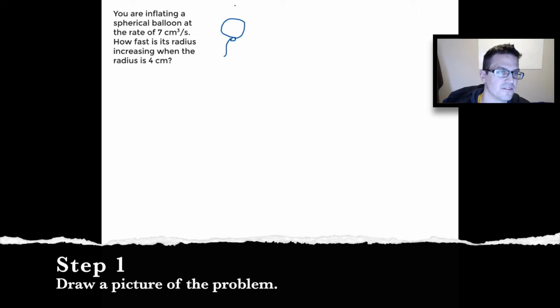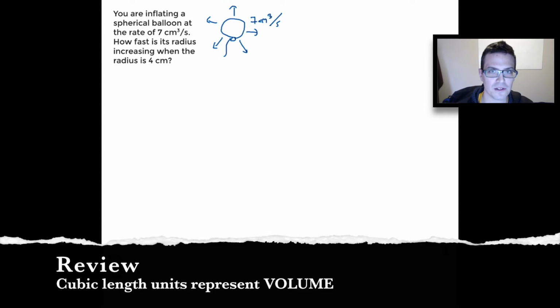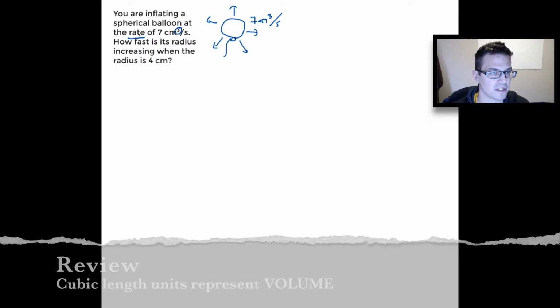And it says that it's inflating and it's increasing at a rate of 7 cubic centimeters per second. So you have to imagine it's increasing in all directions at a rate of 7 cubic centimeters per second. Okay, so I'm going to write that on here. It's increasing 7 cubic centimeters per second. Now, it's important to know that cubic centimeters are volume. So if you think about this 3 right here with the cube, you just got to think 3-dimensional.